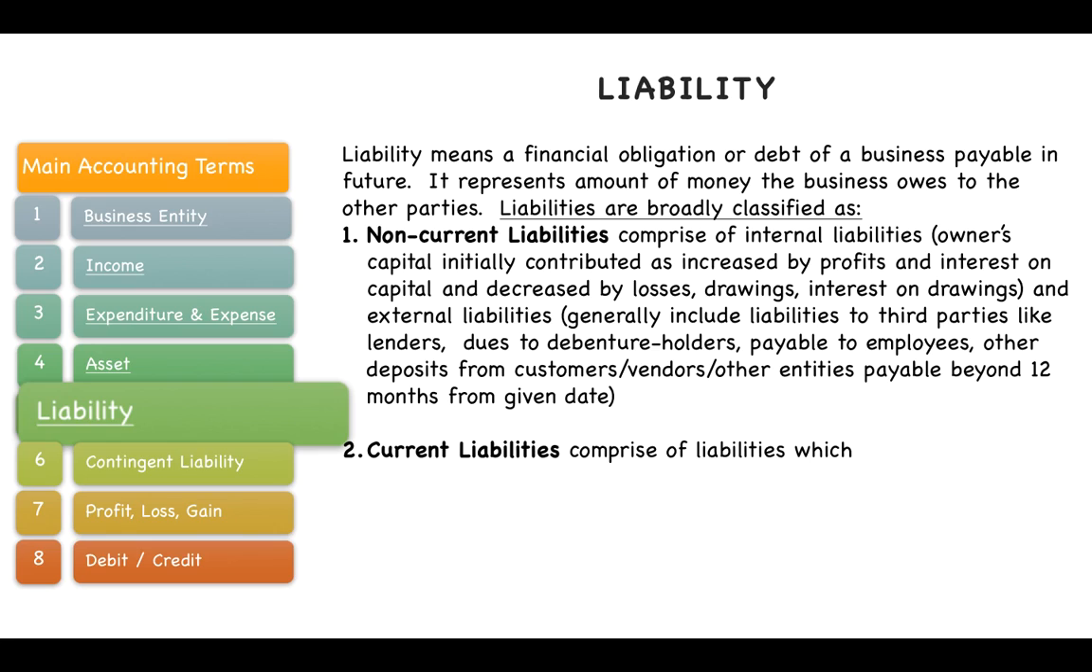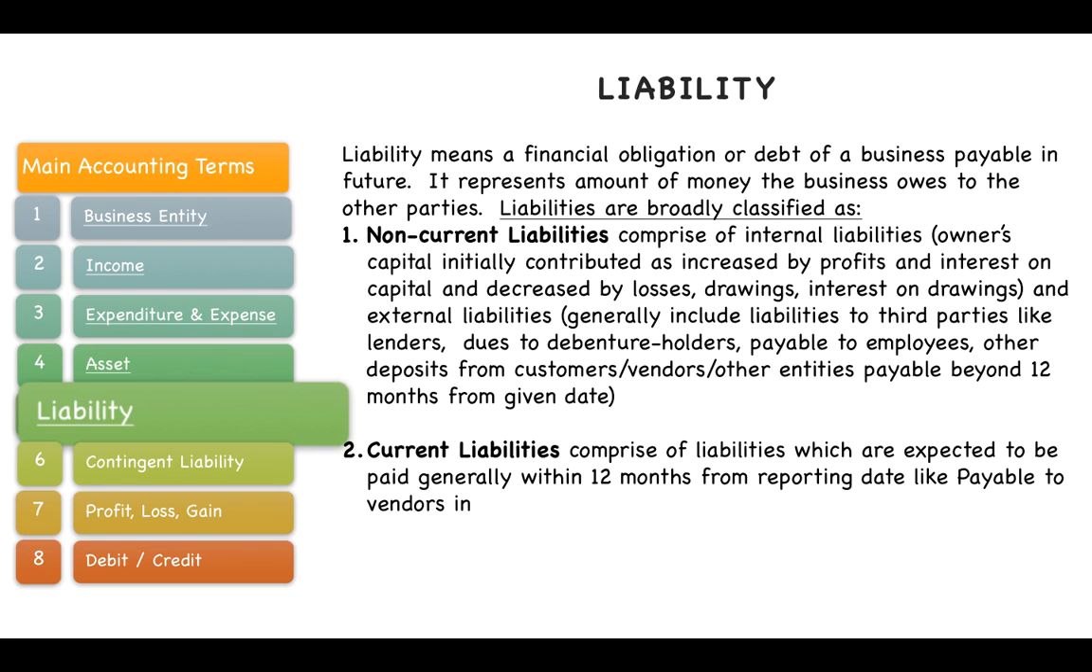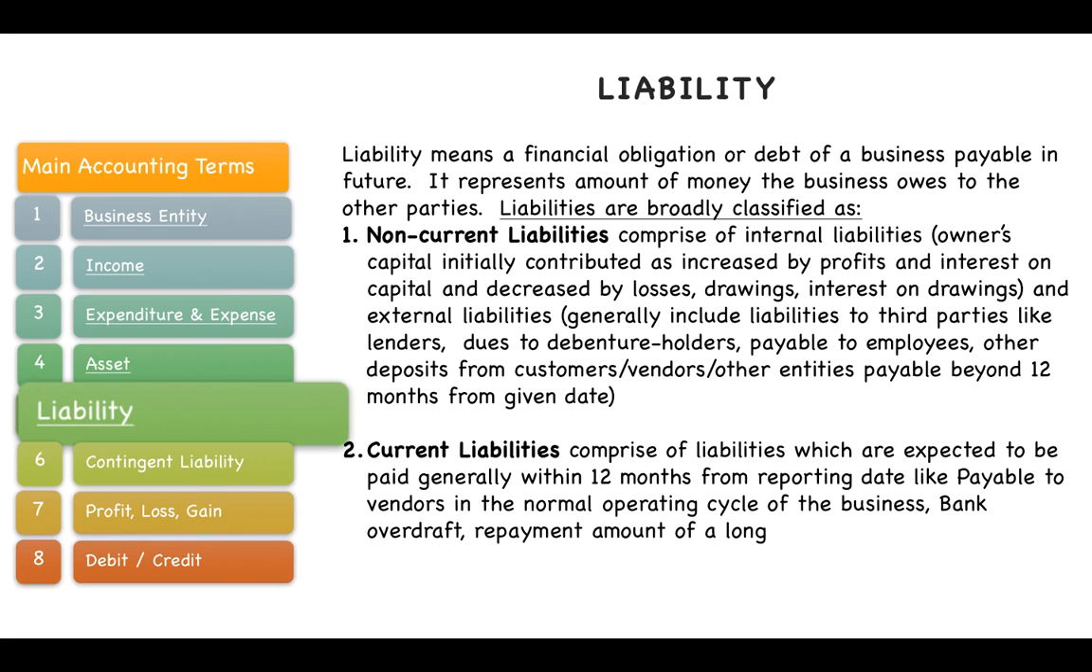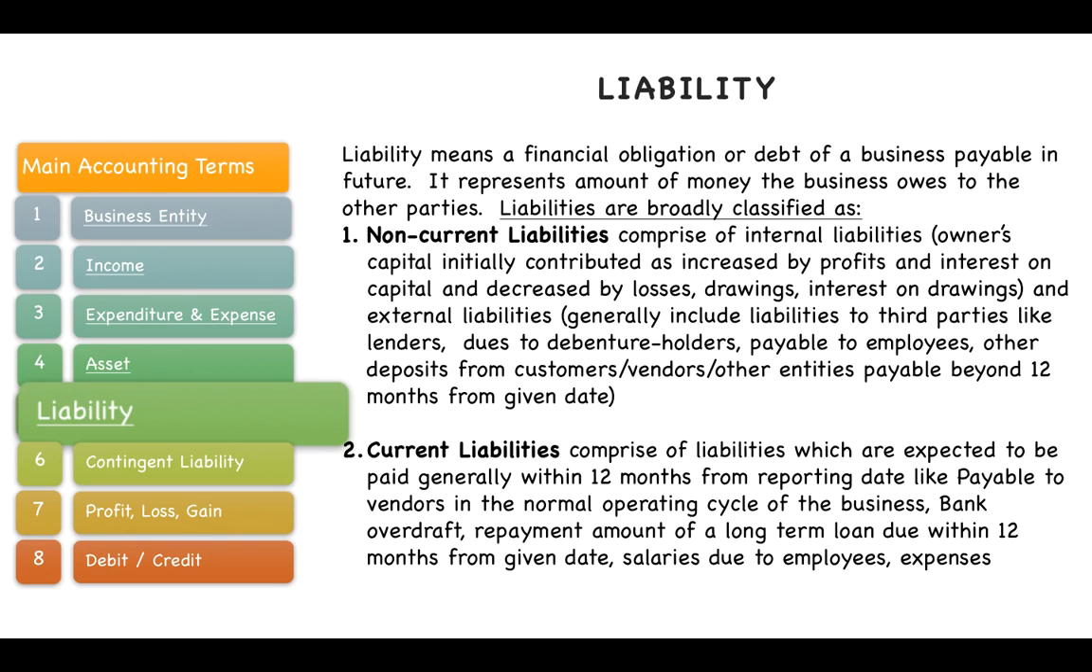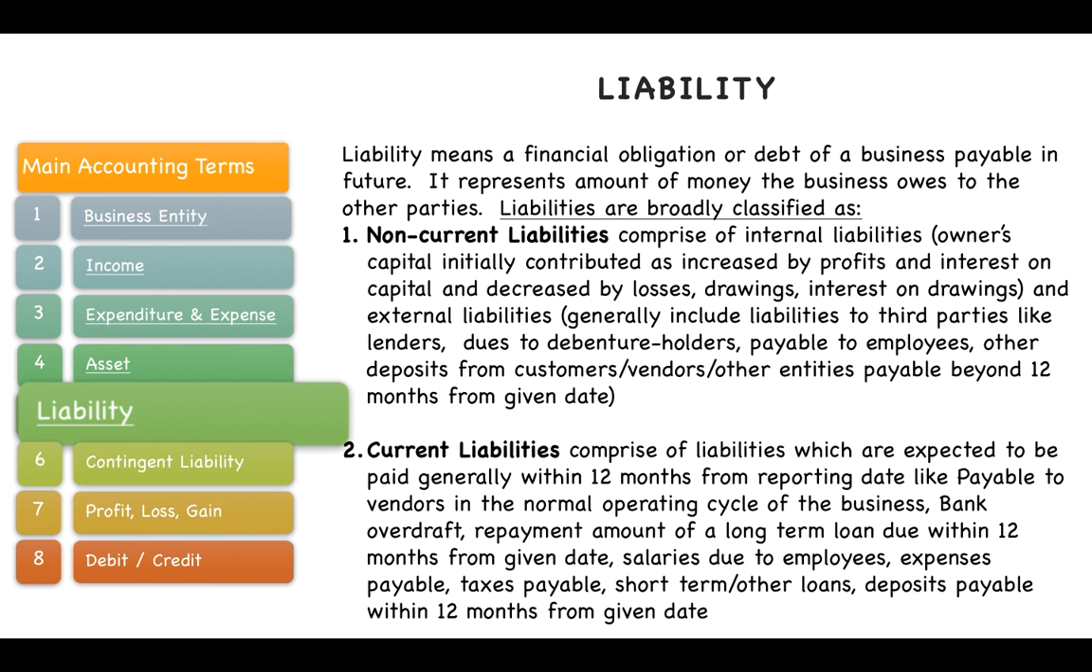Current liabilities comprise liabilities which are expected to be paid generally within 12 months from the reporting date, like payables to vendors in the normal operating cycle of the business, bank overdraft, and the repayment amount of a long-term loan which is due within 12 months. A loan may be of 5 years or 10 years, but the initial 12-month installment from the balance sheet date is taken under current. Salaries due to employees, expenses payable, taxes payable, short-term other loans, and deposits payable within 12 months from a given date. The given date is usually the balance sheet date because that's the date you report your liabilities.